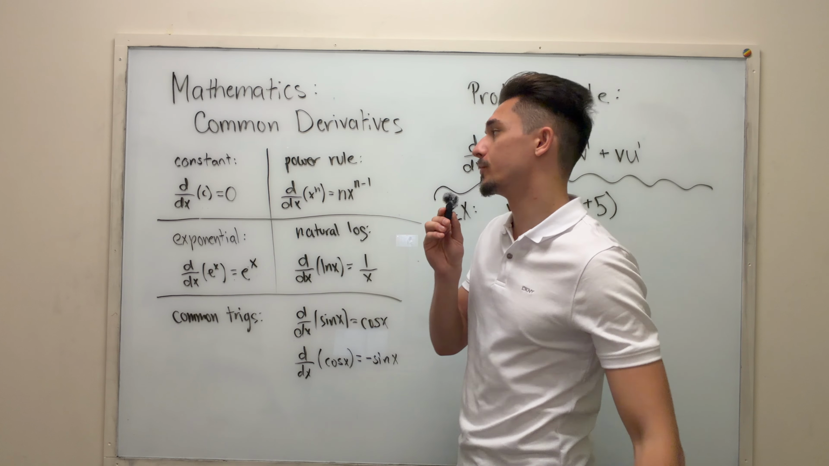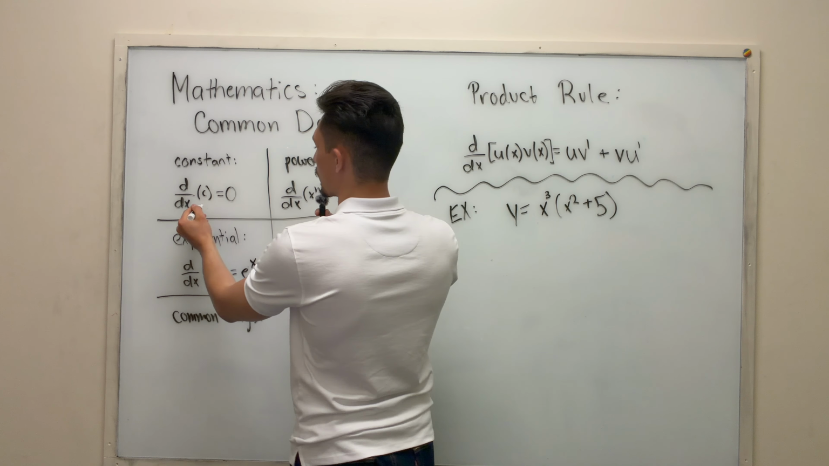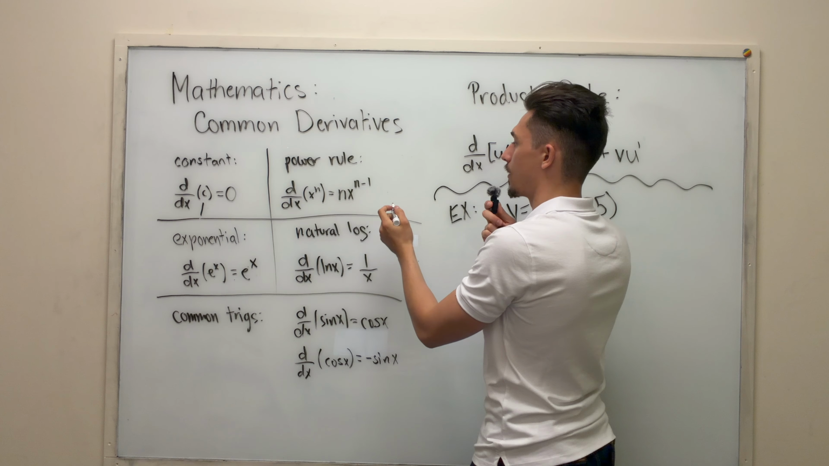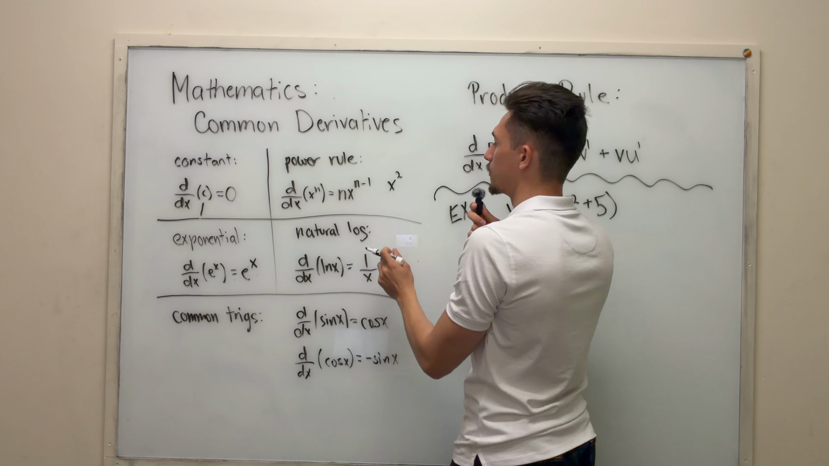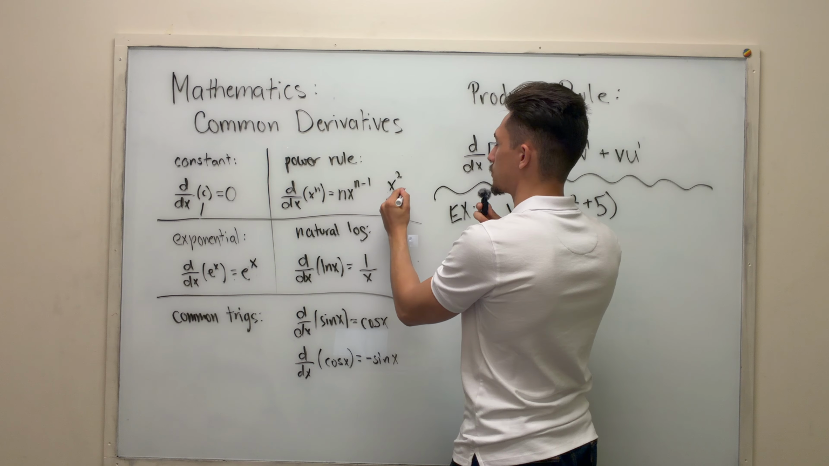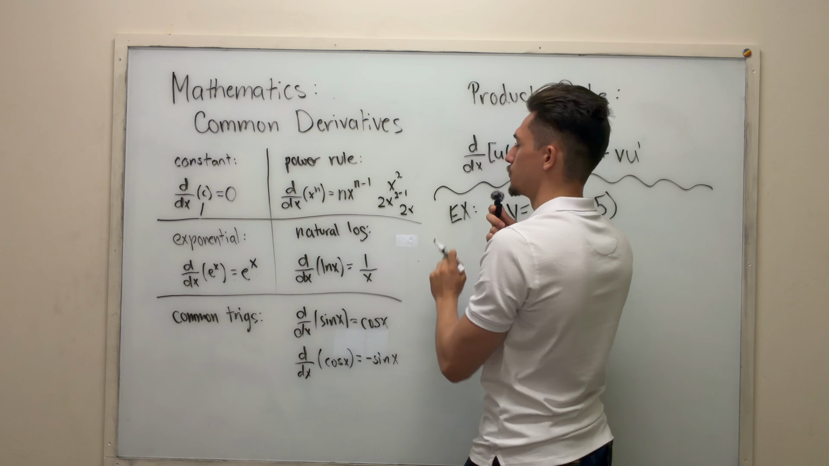Some of the most common derivatives you'll see are constants. If you take the derivative of 1, that becomes 0. Another common derivative you see is the power rule. Let's say I have x squared. In this case, you do x to the 2 minus 1, bringing down the 2. So the derivative of x squared is 2x.